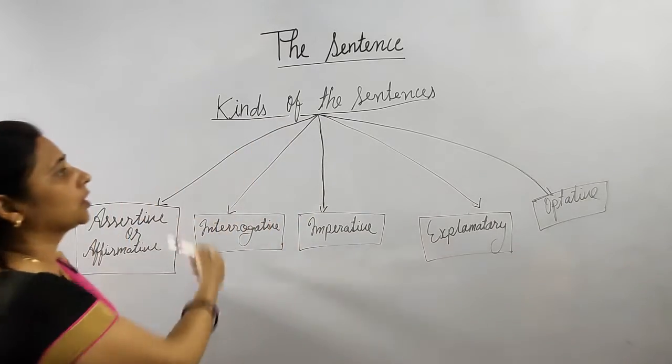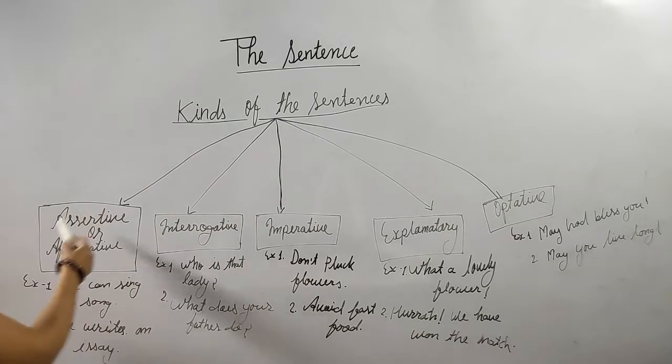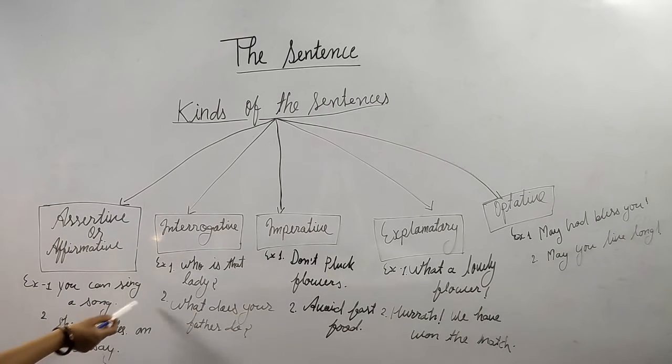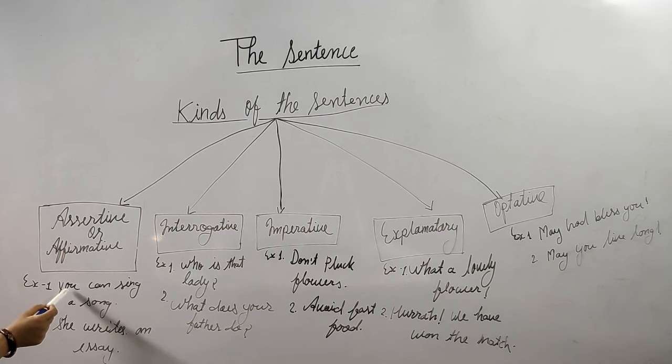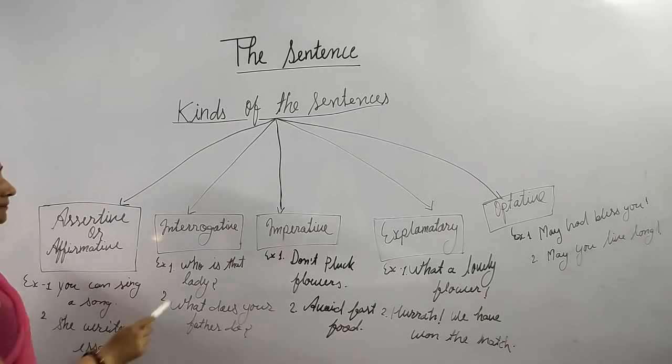So those were all the kinds of sentences. Let's discuss a few examples of all the kinds. Let's start with the assertive sentence. As I have already told, it's a simple sentence, a sentence that makes a statement. You can see the example here: you can sing a song. As you can see, it is a simple sentence and an example of the assertive sentence. She writes an essay. It is also a simple sentence, an assertive sentence.